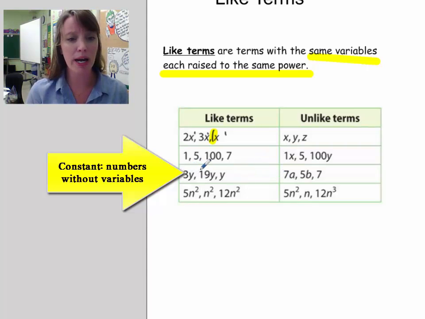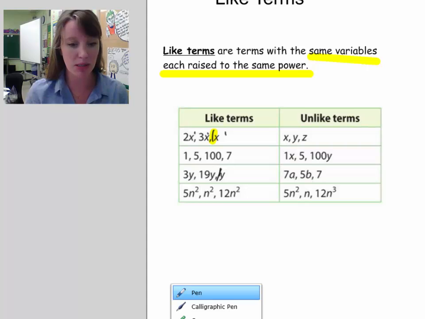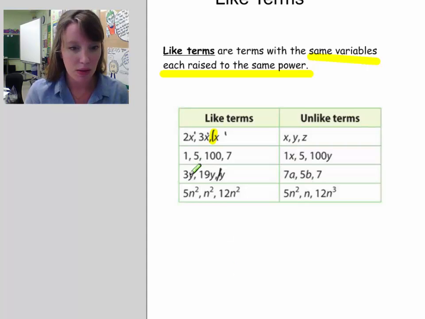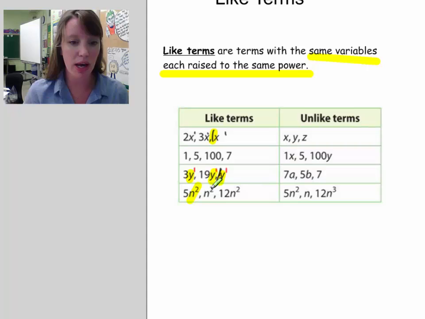Okay, 3y, 19y, and y. Notice that the coefficient in front doesn't have to be the same, but what has to be the same is the variable, and what's implied here is that the exponent on the y is 1. So the variable and the exponent have to be exactly the same. Now 5n squared and 12n squared are also all like terms because you have n squared.